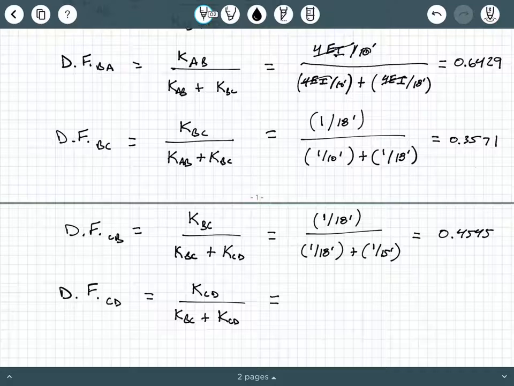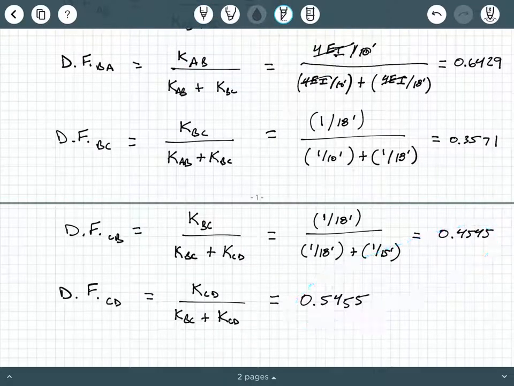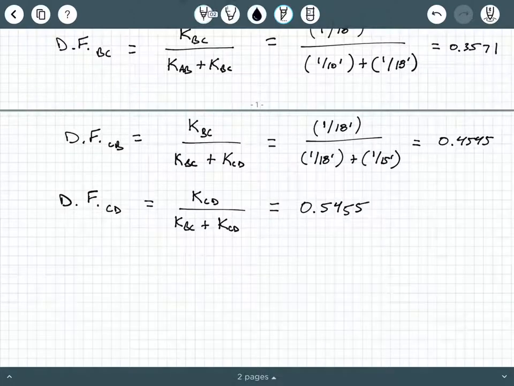If you keep in mind what I had just said, the sum of the distribution factors at a particular point should equal 1, which means that we should be able to calculate a value of 0.5455 for distribution factor CD, but punch it through anyway and make sure you get that. And you notice that these two add together to get 1.